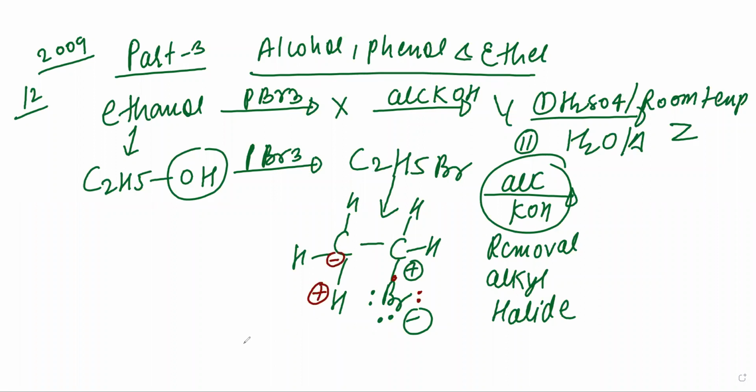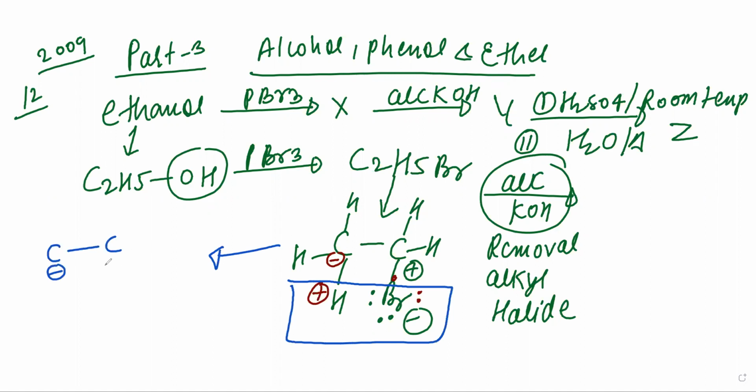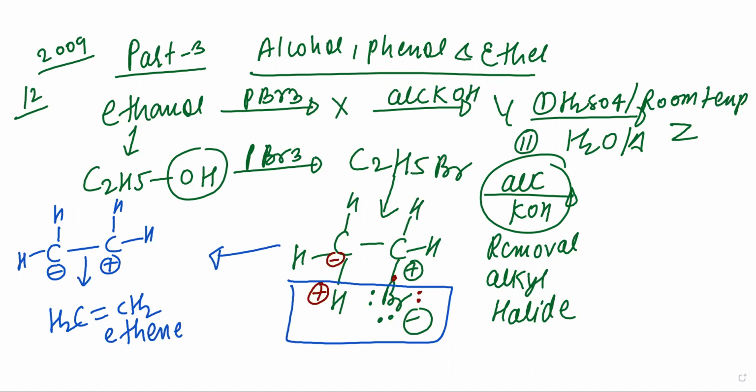Now see what will happen. This H plus goes with this Br minus, right? So formation of cation and anion is there. So this becomes minus and this carbon will become plus, right? So minus and plus will form a bond. Then a double bond will be here. So this is the formation of ethene, right? The name of this compound will be ethyl bromide, ethyl bromide.